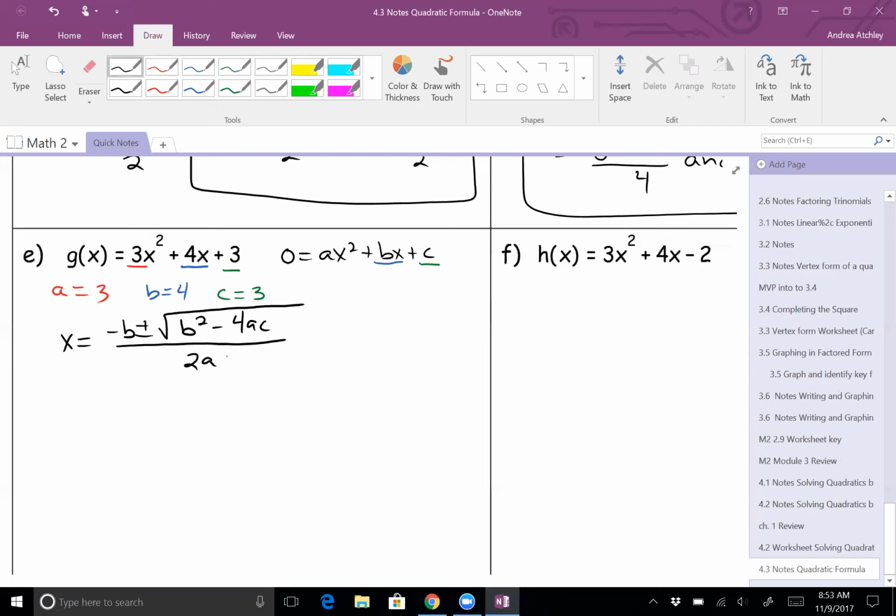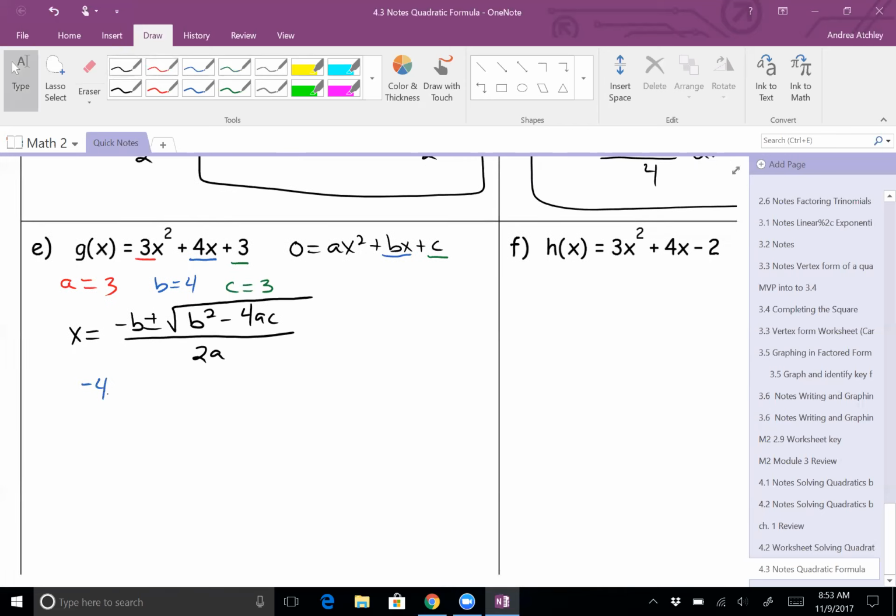Okay, so now we just plug it in. So instead of negative b, we're plugging in 4 into a negative b, which makes that negative 4. Then we have plus or minus the square root of 4 squared minus 4 times my a value, which is 3, times my c value, which is 3. And it's all over 2 times 3. And this is x equals.